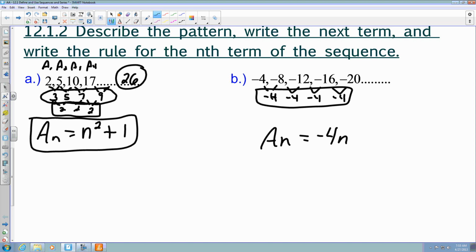So for the next pattern in this sequence, this is a sub 1, this is 2, this is 3, this is 4, this is 5. If I'm looking for a sub 6 in this case, it's going to be -24.